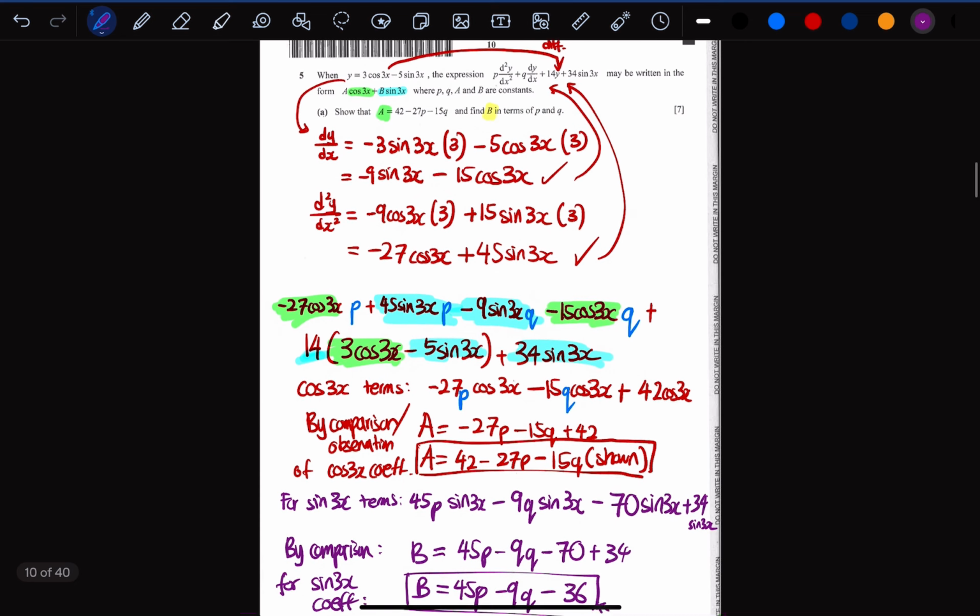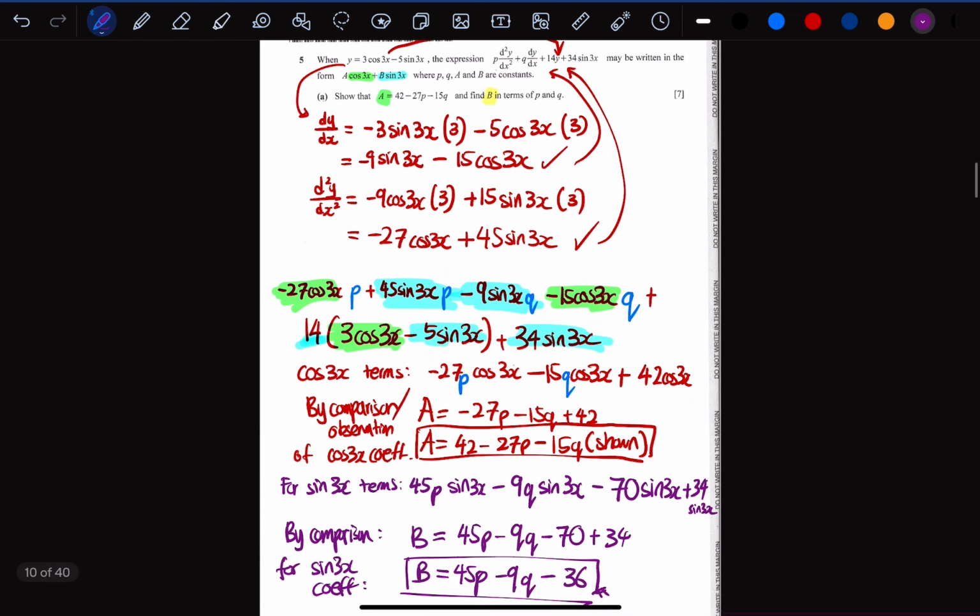Part A, if you can, try to use the method of observation to show both your A and B accordingly. But of course, your differentiation needs to be correct. When you're doing your method of comparison for your coefficients, what you can do is to make it very obvious which one you're looking for. You're only looking for sine terms, and correspondingly, you're only looking for cosine terms for the other one.